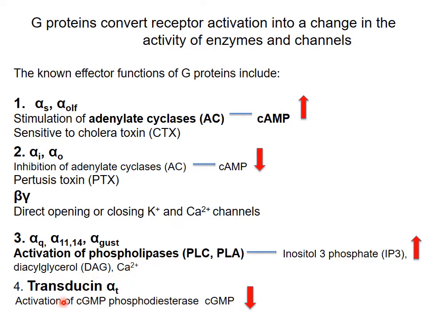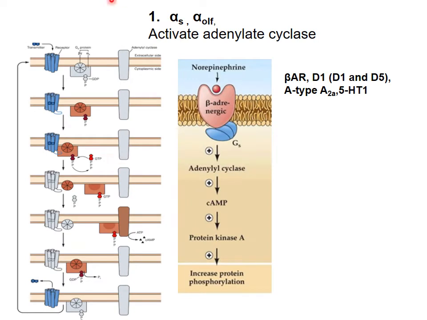and transducin, which activates cGMP phosphodiesterase. And again, we will talk now about each one of these pathways in more detail. So first one, again, alpha S or alpha olfactory as well. You have to remember just that alpha S, because S stands for stimulatory, activates adenyl cyclase.